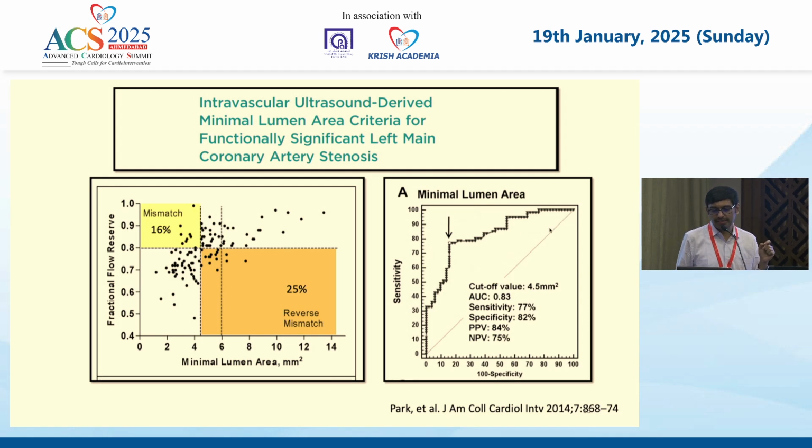This is a Korean study. If you see that we use a 4.5 millimeter square area, that is 41% mismatch. Most importantly, 25% reverse mismatch. You end up missing 25% of the patients with significant lesion with ischemia that may be missed if you use the 4.5 millimeter square criteria.